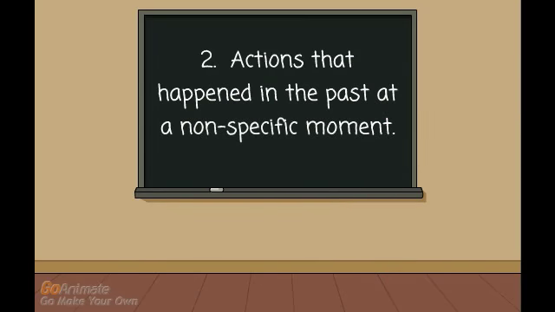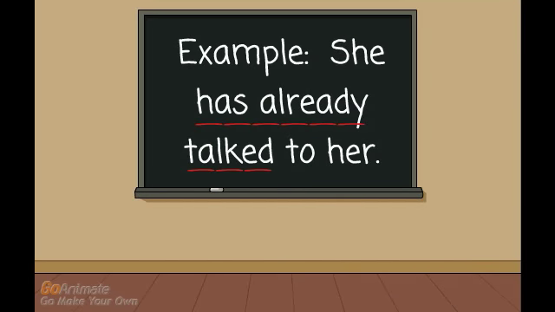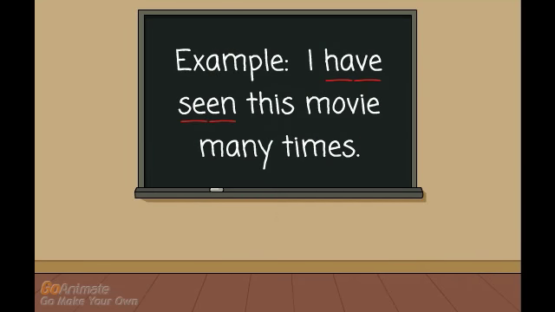The second situation where we use present perfect is when we have an action that happened in the past at a non-specific moment, or if we don't even know when it happened. Here's an example. She has already talked to her. Why do we use present perfect? Because we don't even know when it happened. Already is not specific. Here's a second example. I have seen this movie many times. Why? Well, we don't even know when it happened.